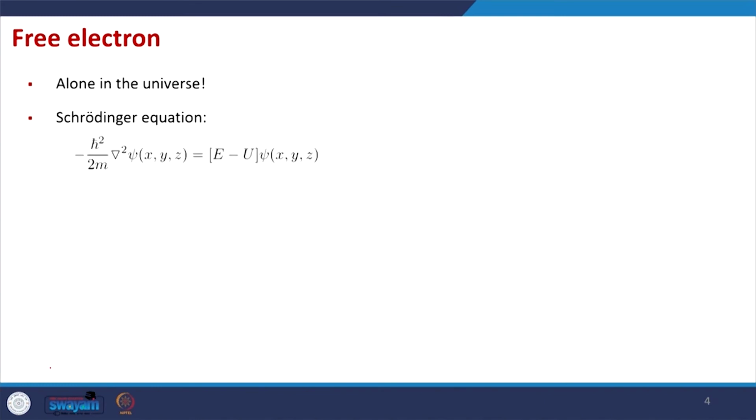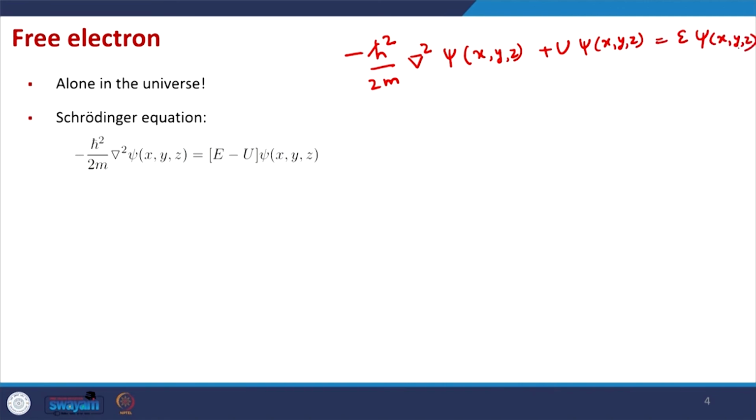In this case, the Schrodinger equation will read as minus h bar square by 2m del 2 psi x y z plus U psi x y z equals E psi x y z. For a free electron, as we saw, it is free from any interaction, so the potential energy is 0. So this equation basically boils down to minus h bar square by 2m del 2 psi x y z equals E times psi x y z.